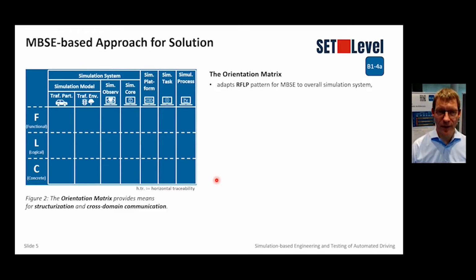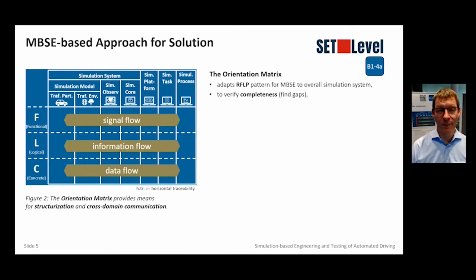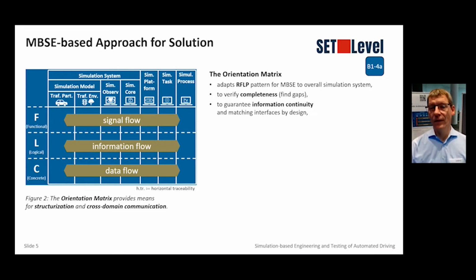What benefits do we get from this matrix? First of all, we get the signal flows or information flow, data flow corresponding to each of the levels. We can check this for completeness. We can, on each and every level, check whether there are gaps in the definition and, of course, close them. And this guarantees then that we have the information continuity on each level, and we get matching interfaces by design.